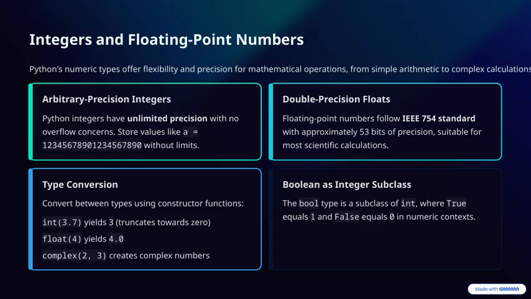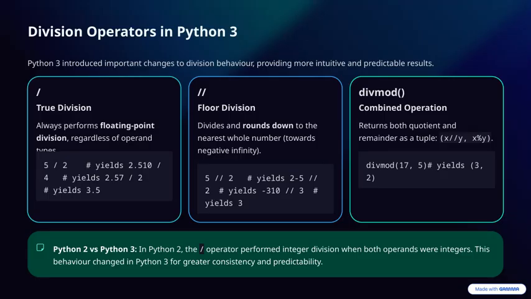Lastly, a fun fact. The bool type in Python is actually a subclass of int. That means True is equivalent to 1, and False is 0. This connection allows booleans to be used seamlessly in numeric calculations, which is quite handy in programming. So, understanding these numeric types and conversions really helps us write more efficient and accurate Python code, especially as we handle more complex computations.